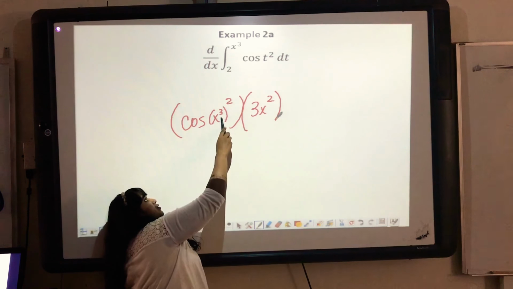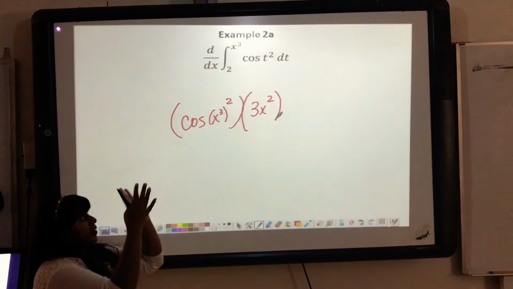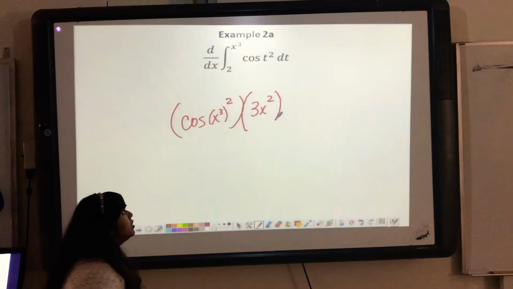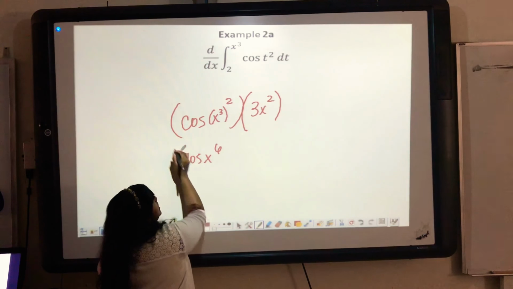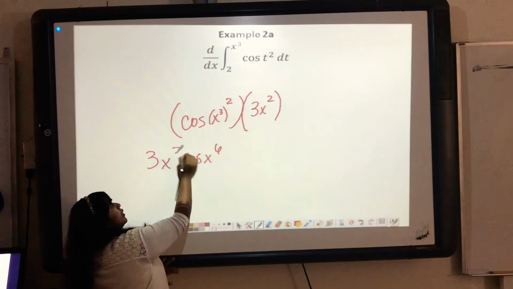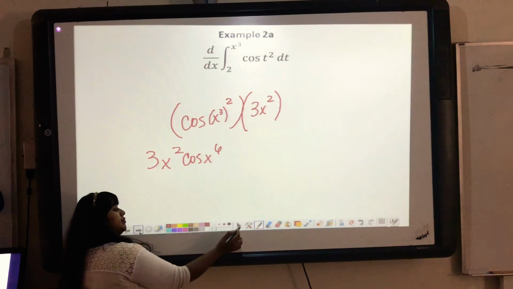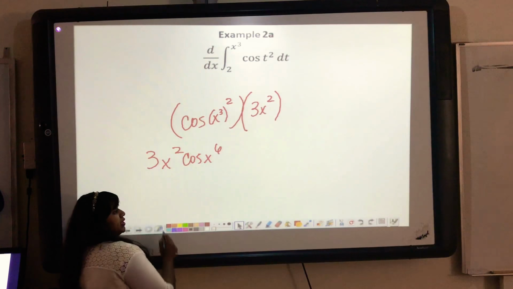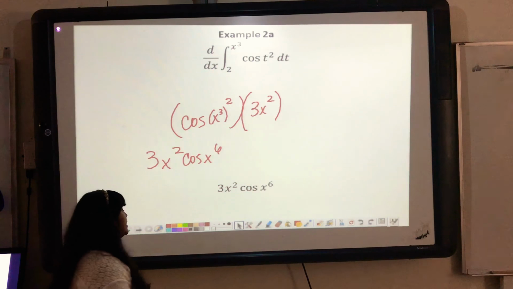Well, we can simplify this right here, x cubed to the squared. Well, any exponent to an exponent, I multiply those exponents. This becomes cosine of x to the 6th times 3x squared. If we're writing it in correct notation, my 3x squared must come to the front. And if I double check that answer, there we go, 3x squared cosine of x to the 6th.